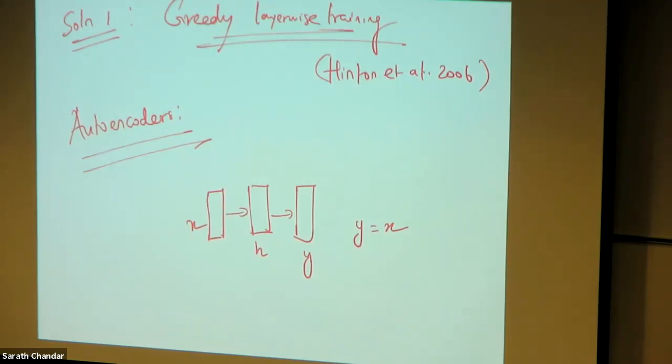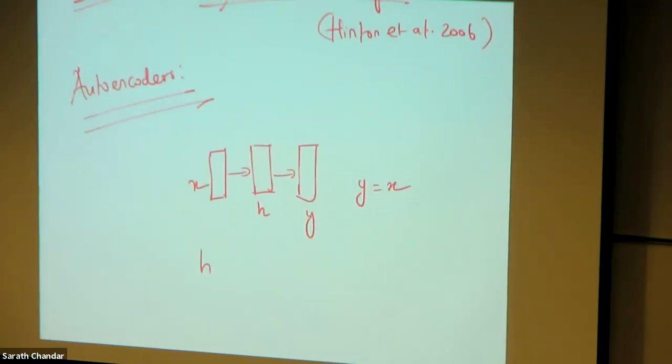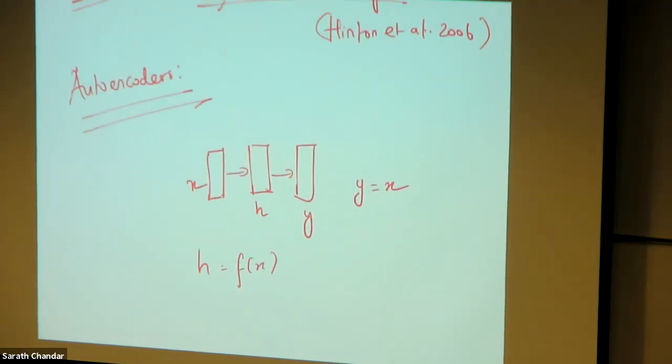Is that clear? Now, in terms of equation, H is given by f of X, for example, sigma of Wx plus B, and Y is given by g of H. One example is just BH plus C.